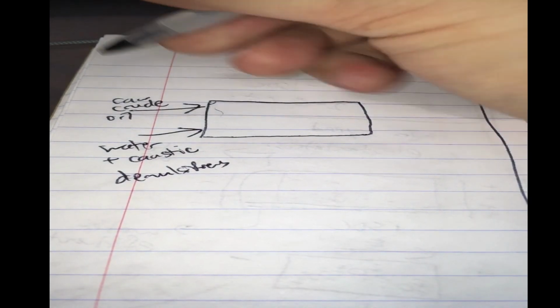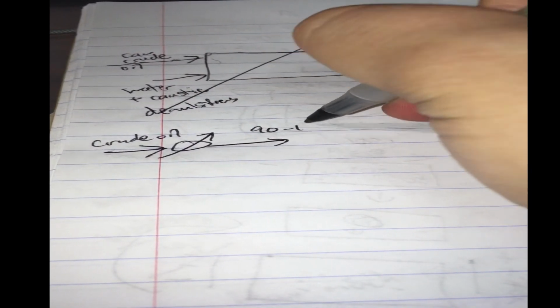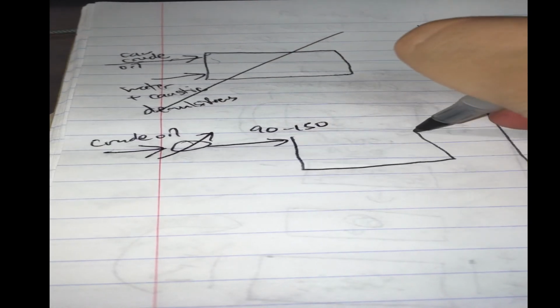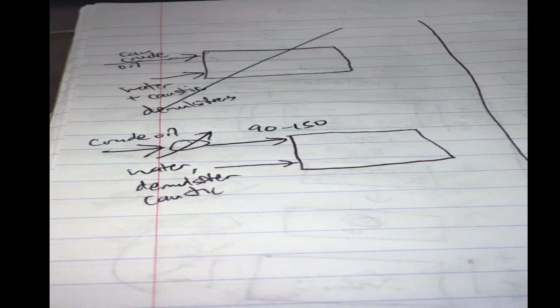Or rather, hold on. We need to heat the crude oil up first. Let's redraw again. We need to heat the crude oil up first to about 90 to 150 degrees to unthicken the oil. And we have water. We have demulsifier. And then we have caustic. Just a small bit to neutralize all the acids.